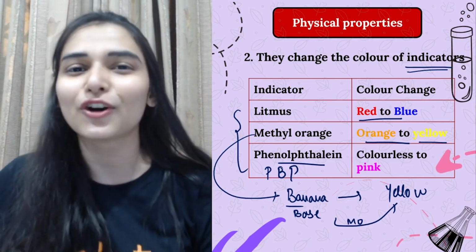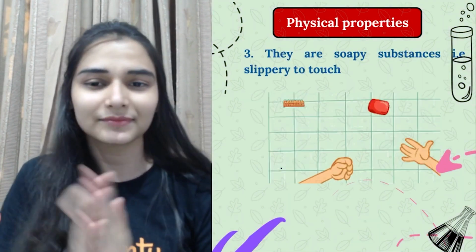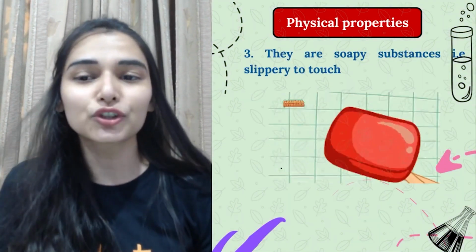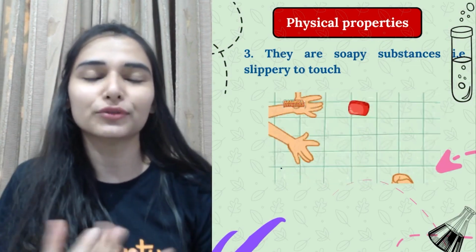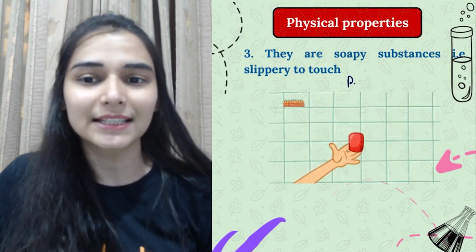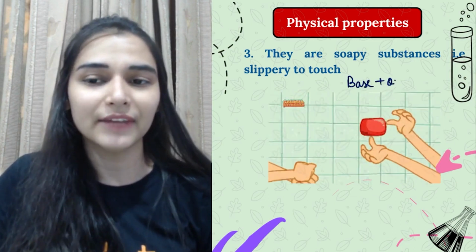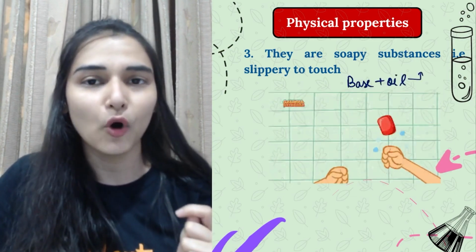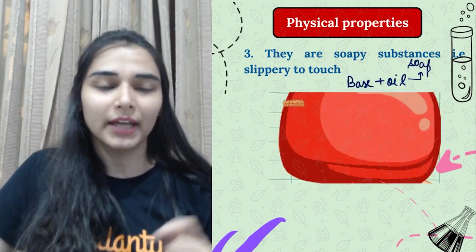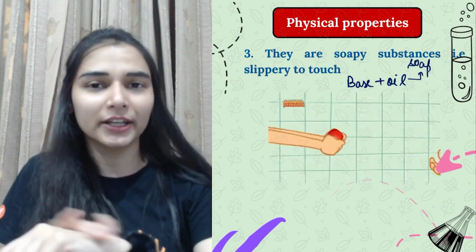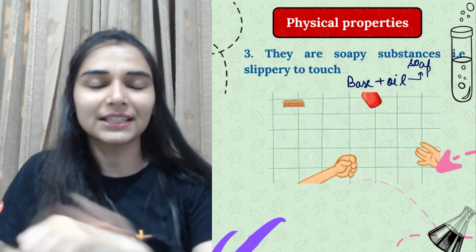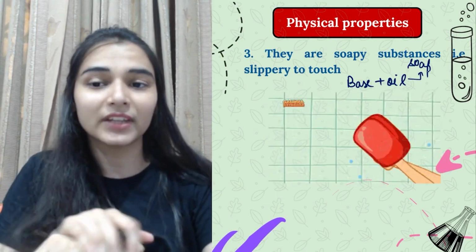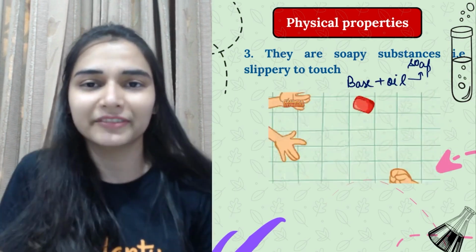Phenolphthalein in bases turns pink. Okay, easy peasy. And they are soapy substances and slippery to touch, because whenever a base comes in contact with some oil, it forms a soap, and your skin has some oil on it. So as you rub a base against your skin, that produces a soapy feeling, right?